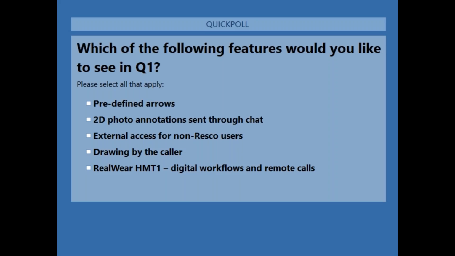And the question is, which of the following features would you like to see in Q1? And the options are the predefined arrows for better drawing precision, then the ability to annotate 2D photos sent through chat, so chat integration, external access for non-Resco users, the ability for the caller to draw into the shared scene, and RealWare Agent 1, so complex digital workflows in combination with remote calls.